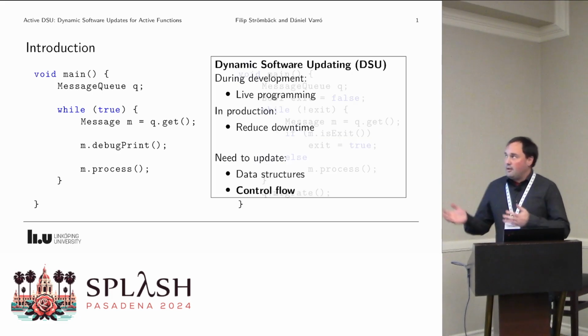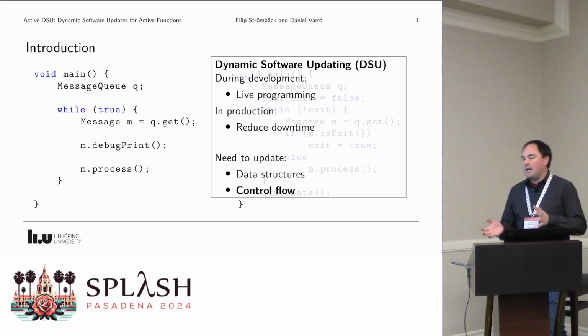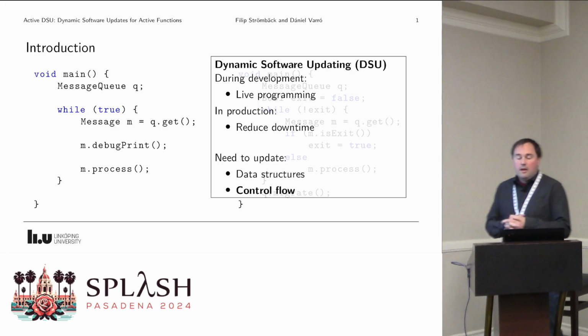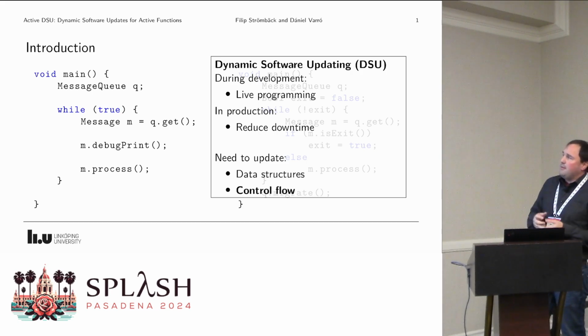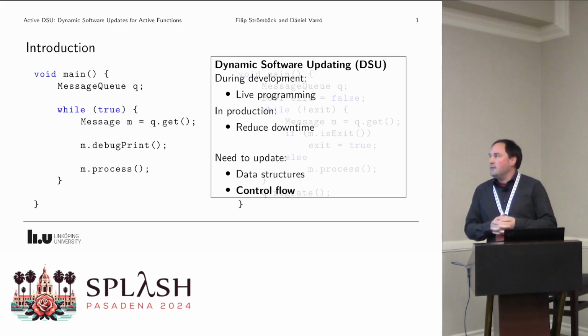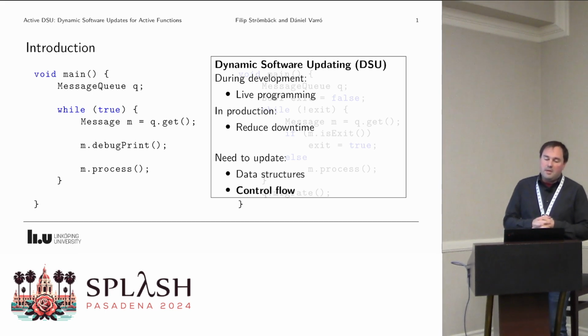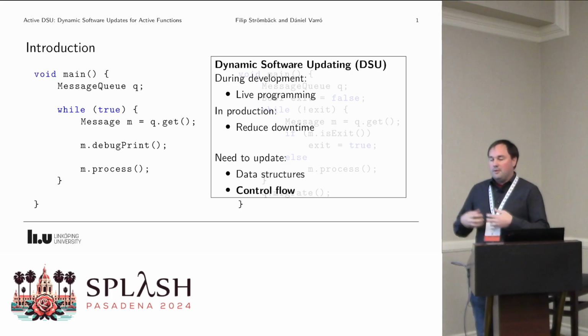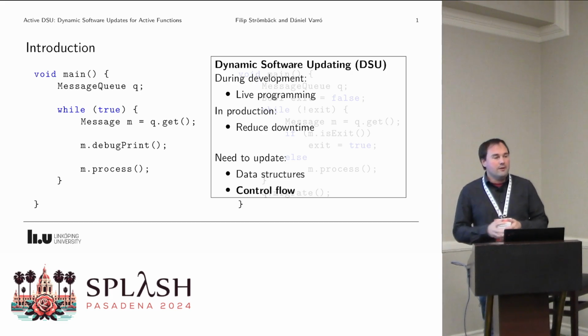There are techniques that allow me to do this, and I can use dynamic software updating for it. These are useful both during development, because you can do quite flexible live programming with them, as we shall see, and we can also use them in production. For example, if I want to apply this thing without having to shut down my program and start a new version of it.